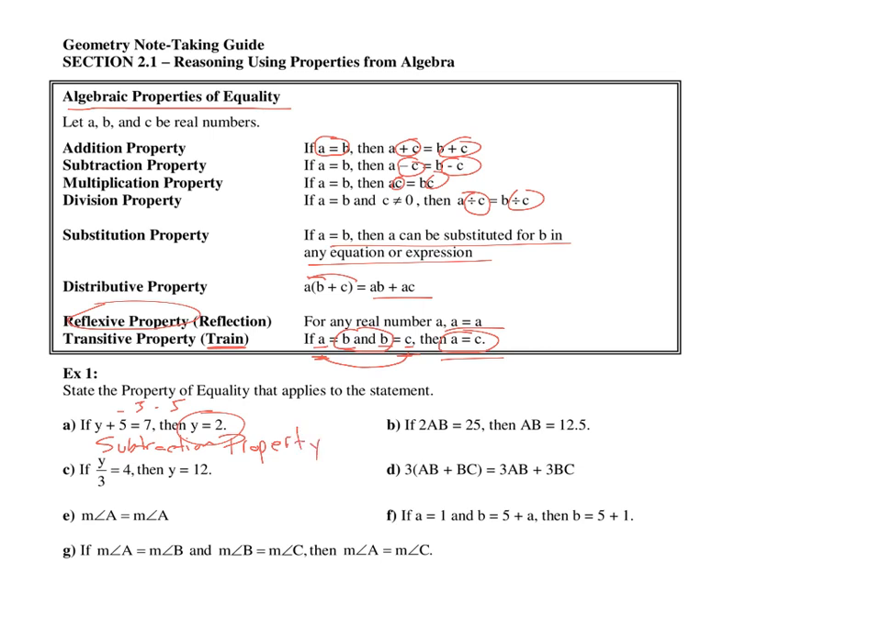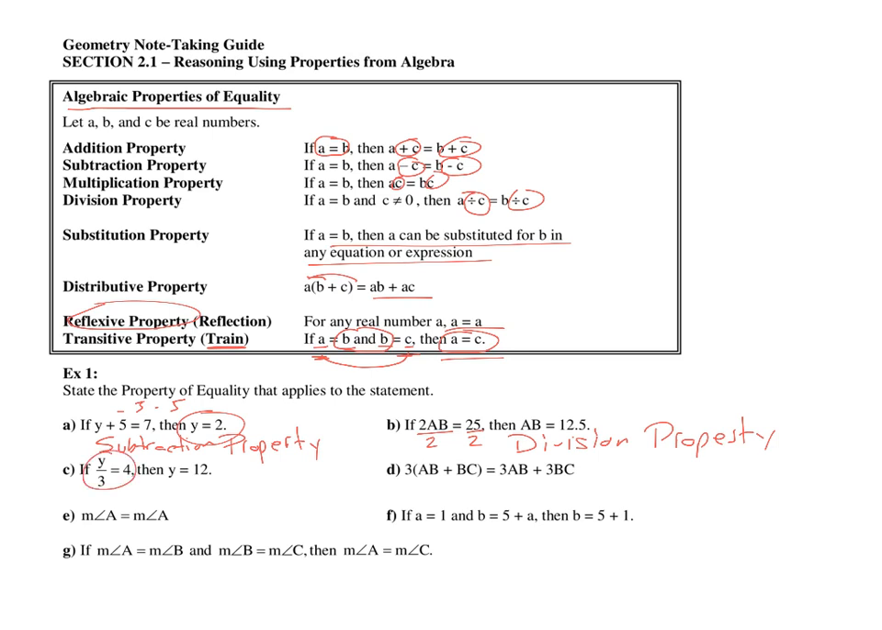Okay, for B, if 2ab equals 25, then ab equals 12.5. Well, how would you get that? You would divide both sides by 2. And that's simply the division property. You're just stating what property you're using to get to the next piece.